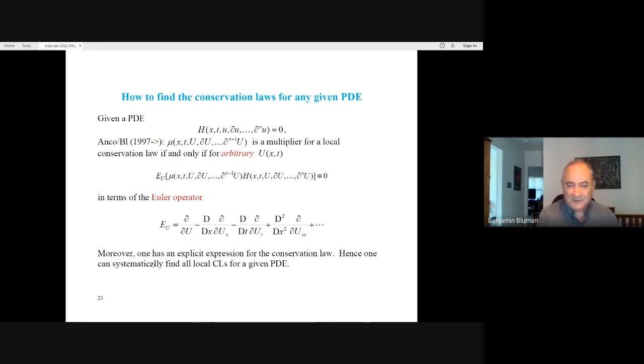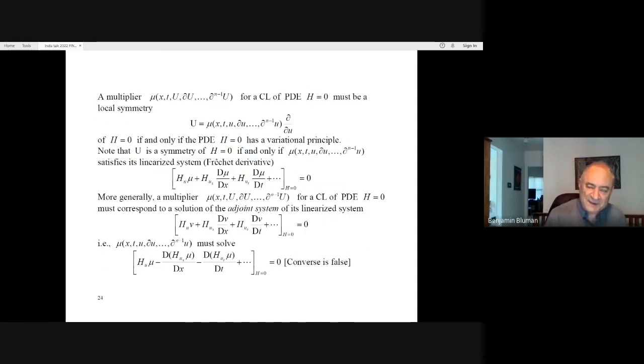Moreover, in our papers, the work was done with Stephen Anko, with several papers, the first one appearing in the Physical Review Letters. Moreover, one has an explicit expression for the conservation law. And hence, one can systematically find all local conservation laws in principle for a given PDE. If you have more dependent variables, you have an Euler operator, by the way, associated with each of the dependent variables.